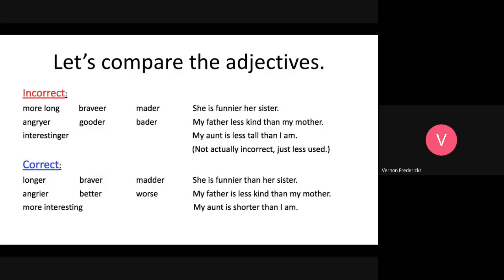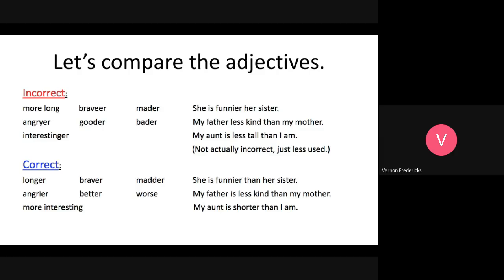Good becomes better. Badder is wrong. We should say bad, and the comparative adjective for bad is worse. Okay. Interesting, incorrect. The correct writing for interesting is more interesting. Why? Because we have more than 2 syllables in that adjective. Interesting, it's about 4 syllables. So the correct form is more interesting.